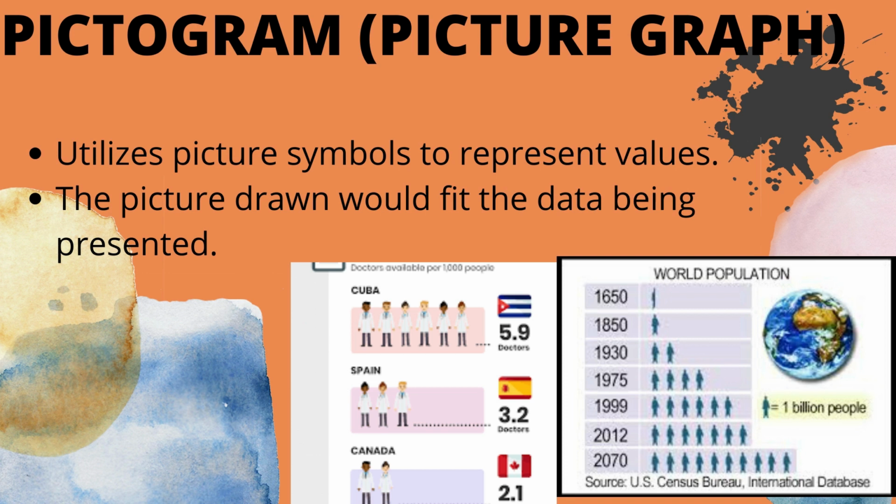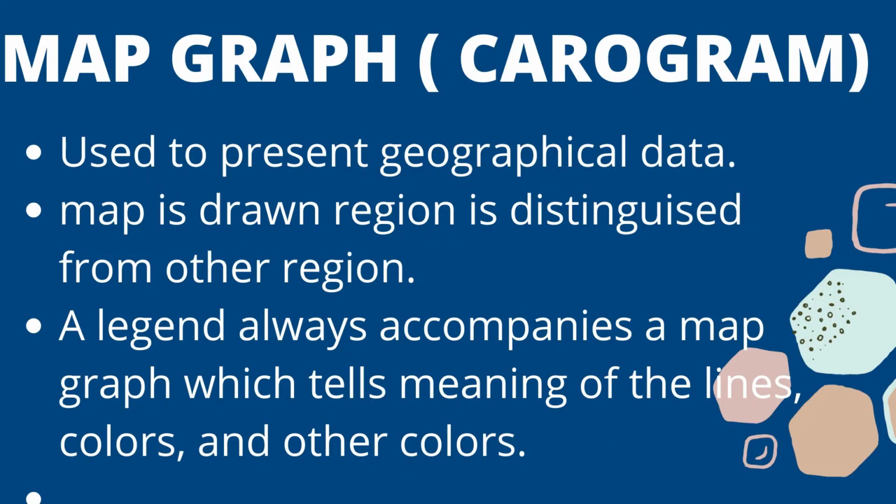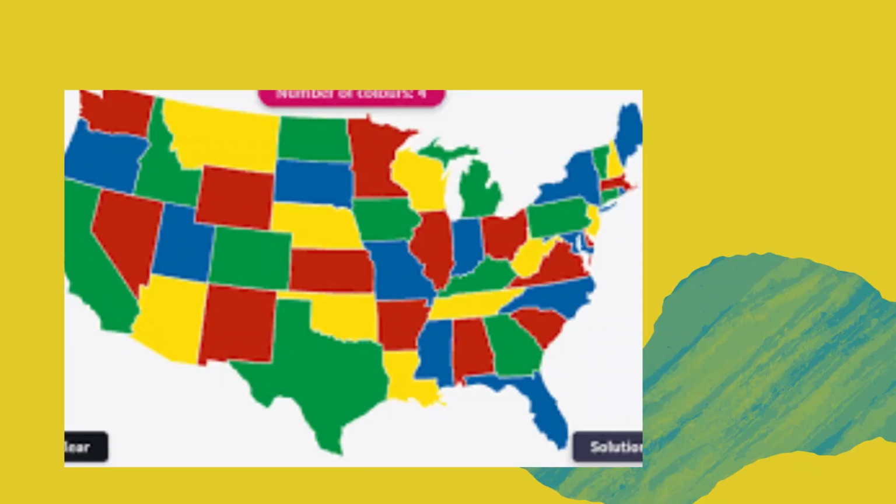Pictogram, also known as a picture graph, utilizes picture symbols to represent values. The picture drawn should fit the data being presented. Spot map, also known as a cartogram, is used to present geographical data. A map is drawn, and each region is distinguished from other regions. A legend always accompanies a map graph, which tells the meaning of the lines, colors, and other symbols.